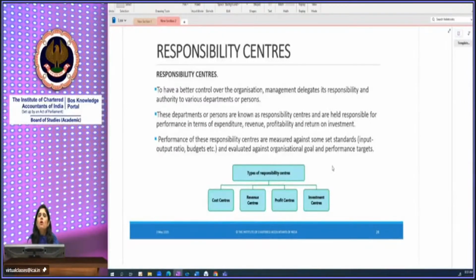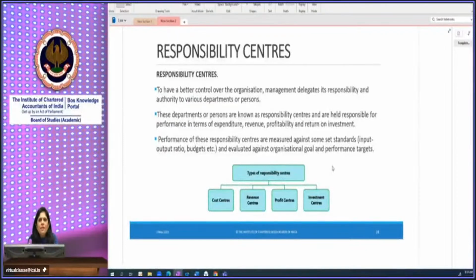Why? Because they are responsible to the management. They are taking care of their department as a whole. They are responsible for their department as a whole. That's why it's called the responsibility center, because they are responsible for the performance of their particular center or department. So every department in an organization is a responsibility center.